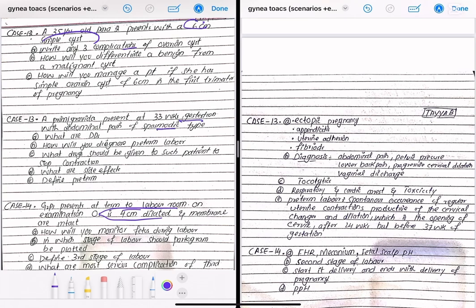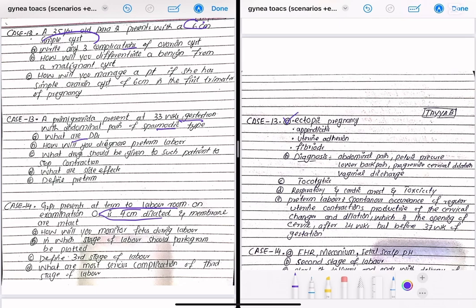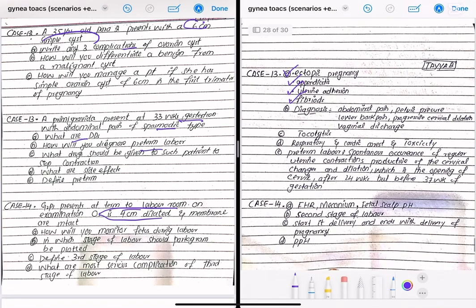So if she is having abdominal pain, it might be ectopic pregnancy, appendicitis, uterine adhesions and fibroids, as we have discussed the differential diagnosis of fibroids at the start of the video. Then how will you diagnose preterm labor? The diagnosis is abdominal pain, pelvic pressure, lower back pain, progressive cervical dilatation, and vaginal discharge will be there.